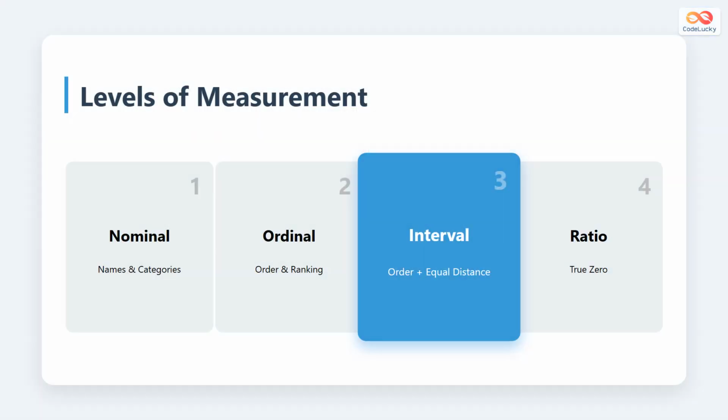To understand where interval data fits in, let's look at the 4 levels of measurement. We start with nominal data, which is just names or categories. Then we have ordinal data, where the order matters. The third level is interval data, which is our focus today. It adds the concept of equal distance between values. Finally, the fourth level is ratio data, which has a true zero.